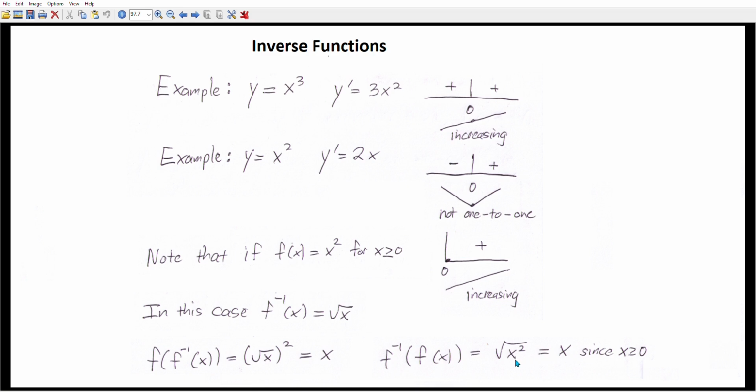If we allowed x to be negative, then the square root of x squared might be minus x, and we'd have a plus or minus x, and that's why we would run into trouble. But since we've restricted the domain to x greater than or equal to 0, this works just fine.